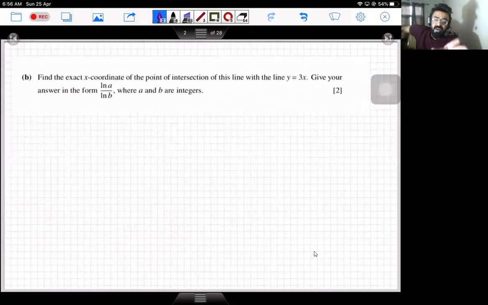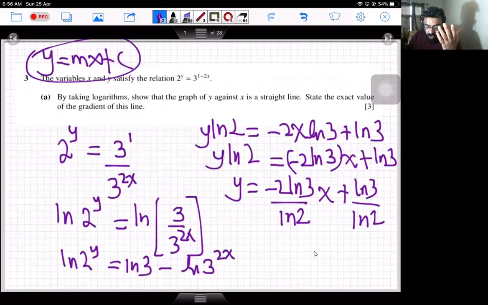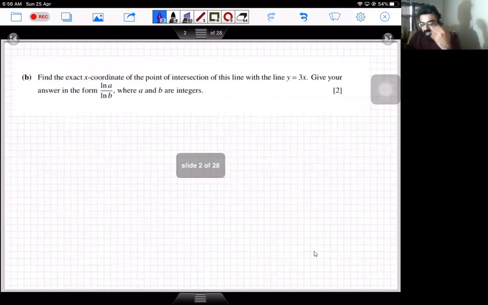Part B is saying: find the exact x coordinate of the point of intersection of this line with the line y equals 3x. Give your answer in the form of ln A over ln B, where A and B are integers. So in the earlier part, you formed an equation in which you made y the subject. Here you have another equation, y equals 3x. Just equate the two y values and solve the equation by the substitution method.